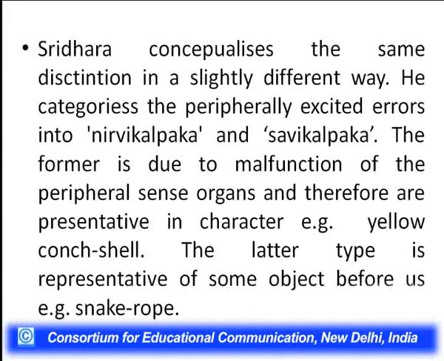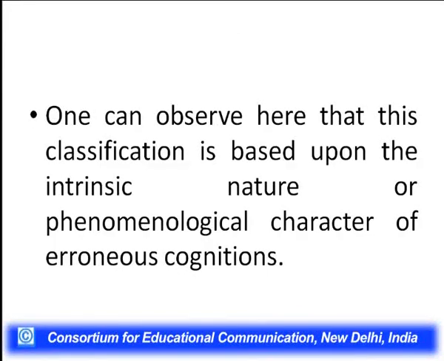Whereas the latter type, savikalpaka, is representative of some object before us. Some object that is presented before us is seen as something else. An example of such kind of error would be snake and rope. So Sridhara has a slightly different way of categorizing cases of error. Now one can observe that this classification made by Sridhara is based upon the intrinsic nature or phenomenological character of erroneous cognition.